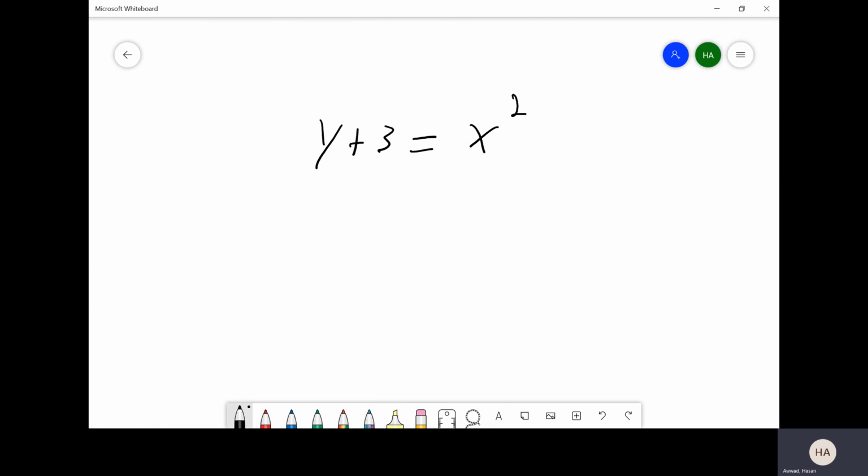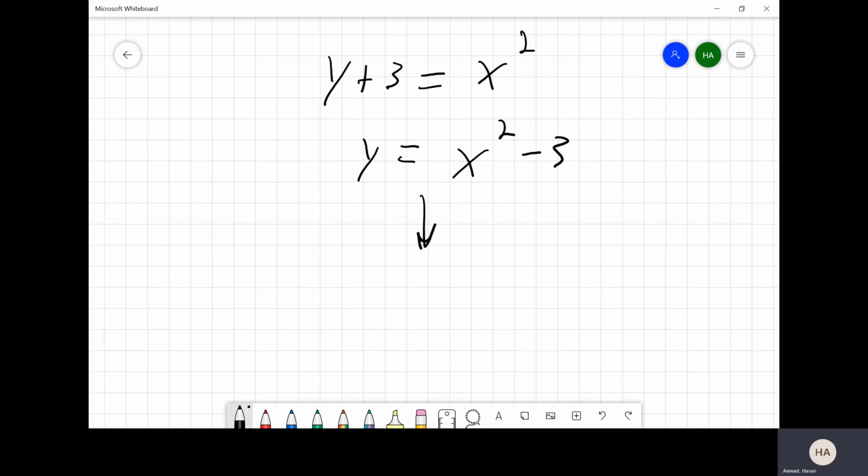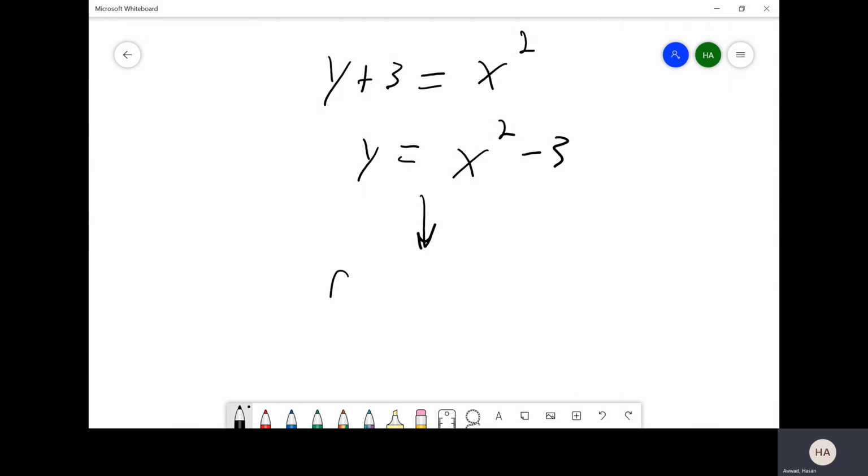So what we're going to do is subtract 3 from both sides, which means now we have x squared minus 3. So y is equal to x squared minus 3. And now what we can do is replace y, which is our dependent variable, with f of x. We can put this into function notation. I'm going to put an arrow here. You don't necessarily need to put an arrow here, but I am just showing we are replacing y with f of x, and we just keep the other side the same.